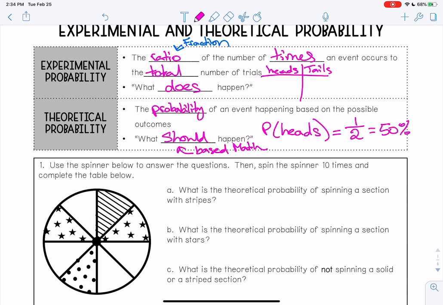So I flip once, I got heads. Heads again. Heads again. Heads again. Oh, wow. Tails.